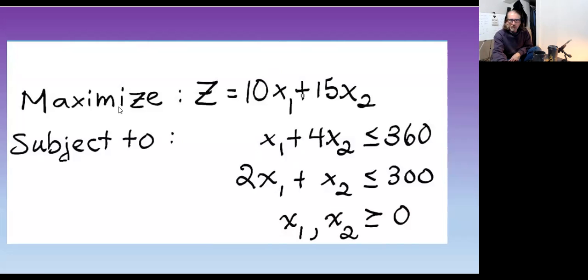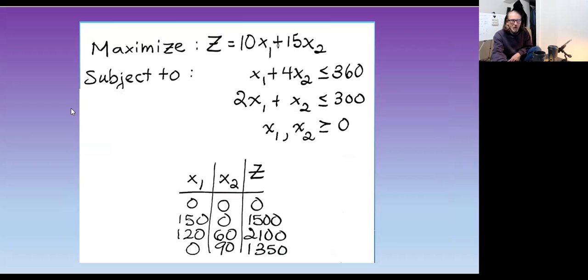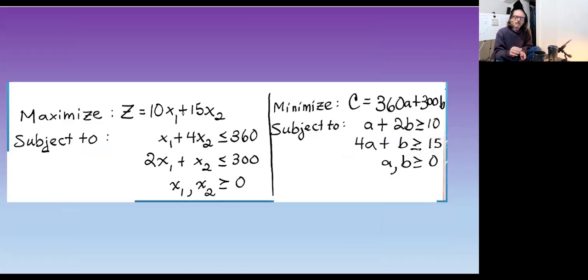Now, to set something up for later, I want to remind you that in a previous video, we took a look at this maximization problem. It was a standard maximization problem. And what we found was that when we graphed the feasible region, there were 4 corner points. And when we checked the value of the objective function, the corner that gave the optimal solution was 120, 60 with a maximum solution for z of 2100. And I want you to compare that to this question.